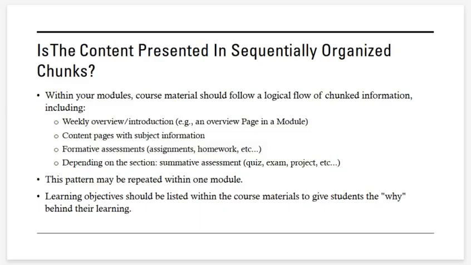And then depending on the section of your course, it may also be appropriate to include summative assessments, which is the end learning goals. Did they meet those learning objectives? Typically, these are quizzes, exams, projects, or some other way to show that they've mastered that concept and you're ready to move on. This pattern may be repeated within one module. Again, chunking that material, that one specific subcategory within the main subject, and chunking those into parts within your module. Learning objectives should be listed within the course material to give students the why behind their learning.